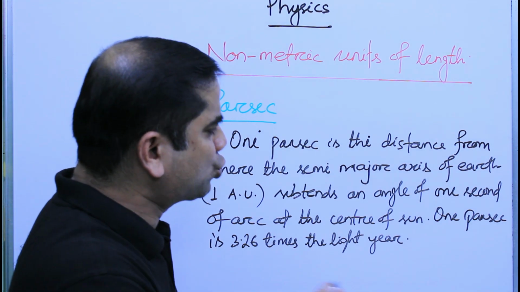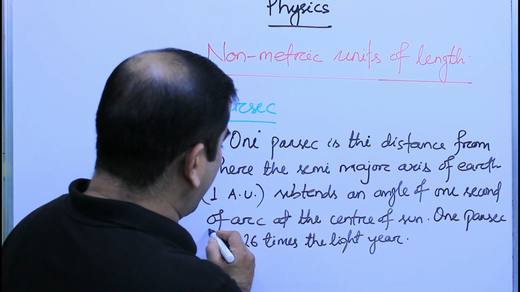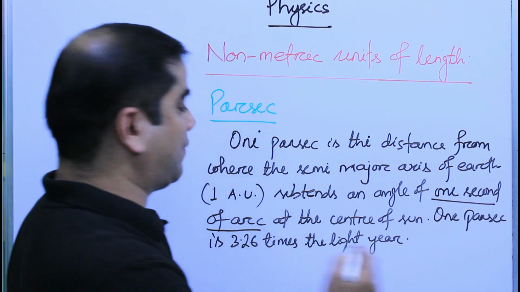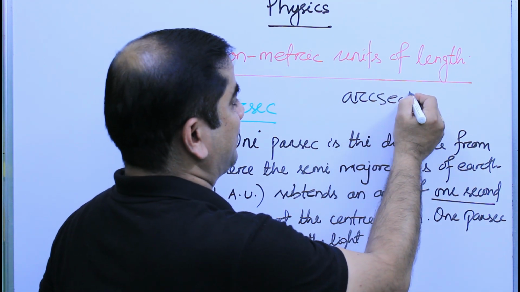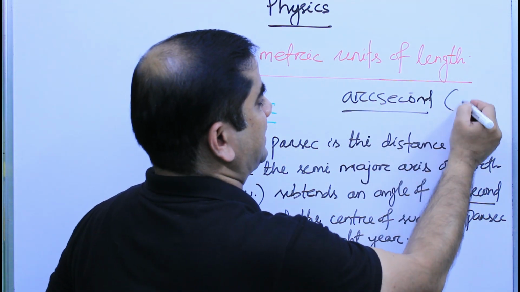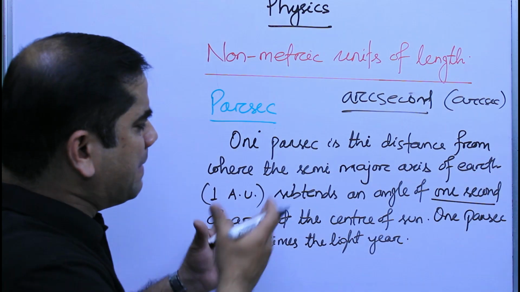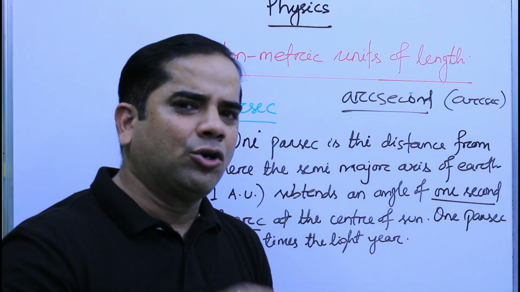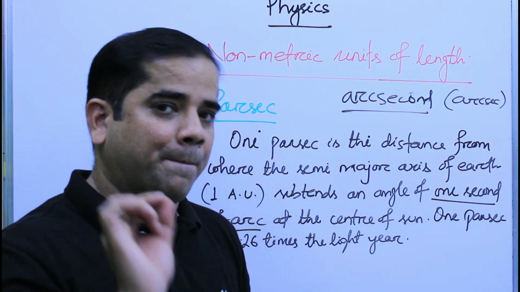See, because there are so many new things for you. That is arc, 1 second of arc, or it is also called arc second, or it is written as arc sec. Fine, and semi-major axis and many more. I am going to explain everything to you so that you can have a clear vision about parsec. Okay, students, let us now simplify the definition of parsec.